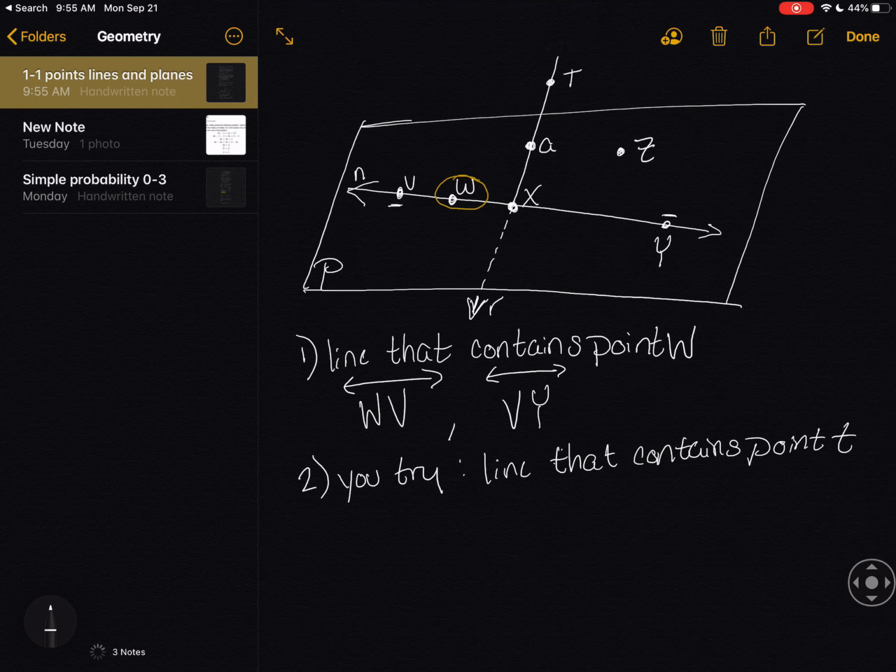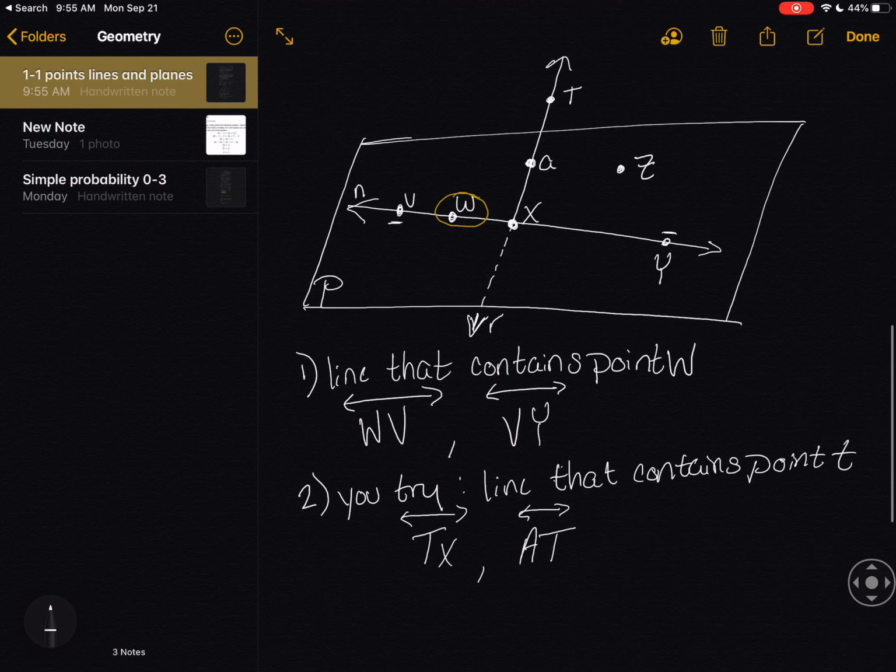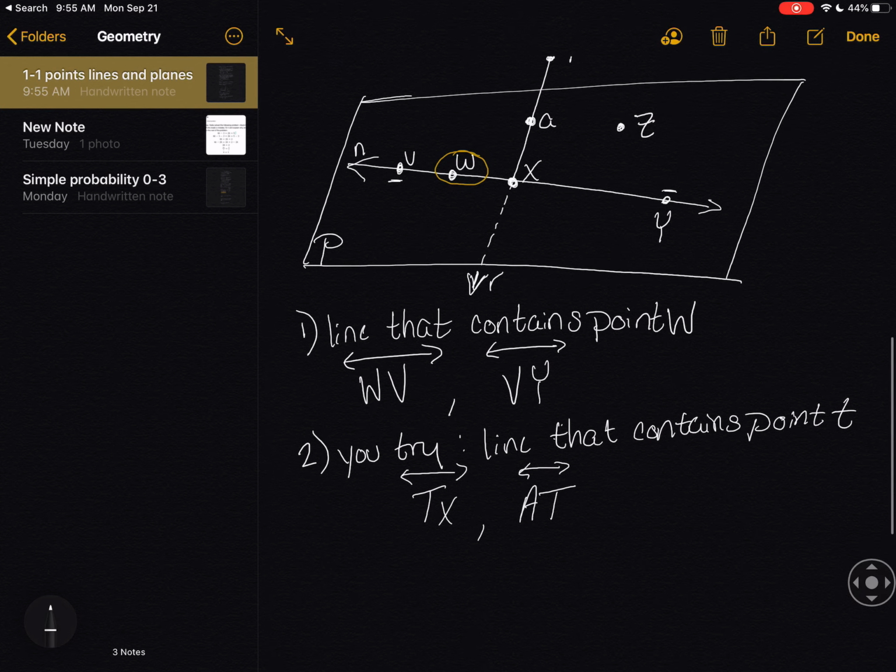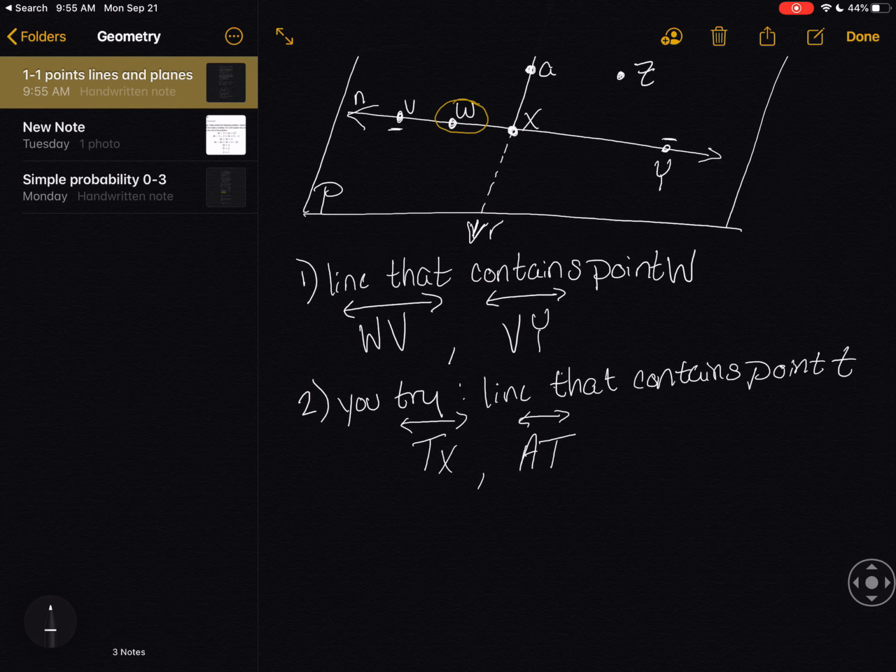Once you're done trying, you should have gotten something like TX or AT. You could put those in either order. You could write it XT or TA. You could have also said AX. Those would be all things that would work.